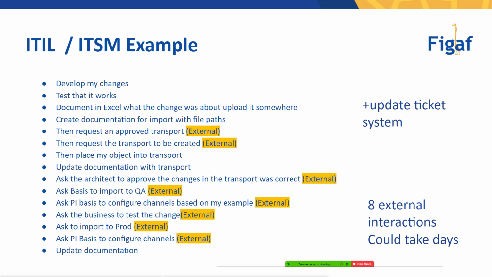An example, this is a PI example where you need to develop some changes. You want to test them yourself, you want to document them, or need to document them in some format that the user can use, put them into an Excel document, create some kind of import guide. When we import this to production, what are the steps that developers need to see? Then you need to ask approval from someone else. You need to get a transport from transport management. You need to place the objects into it, update all the documentation with the transport number, ask an architect again for approval, import it to QA, ask someone to approve it there.